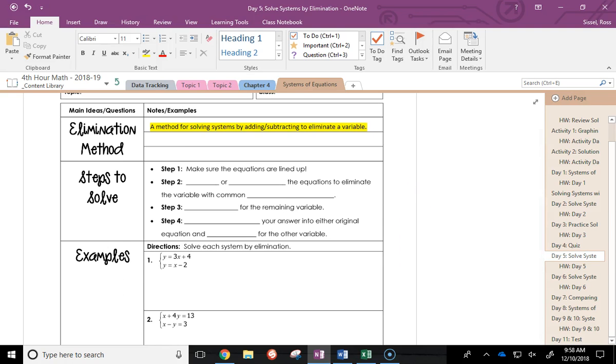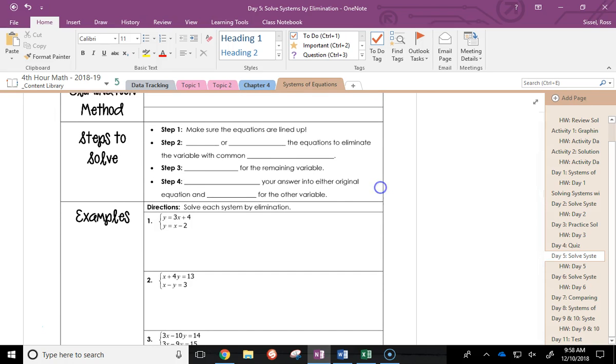The elimination method, we are going to put a note in here. We're just going to say the elimination method is a method for solving the systems of equations by adding and subtracting to eliminate a variable. So we're going to add or subtract these systems of equations. So it gets rid of one of the variables, and I'm only left with like y equals something, or x equals something. So here's the steps we will be following today.